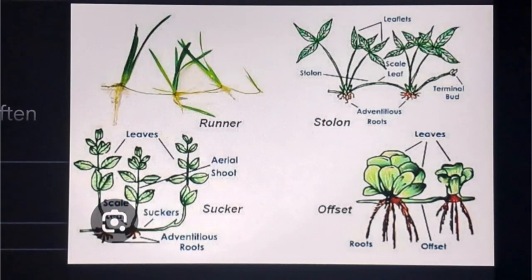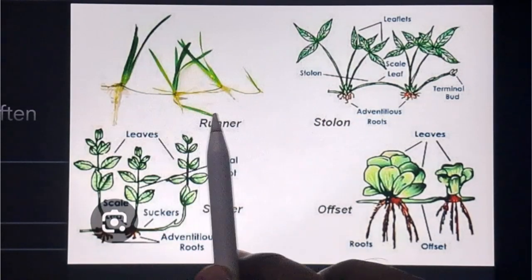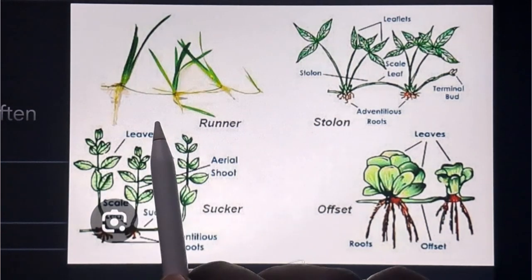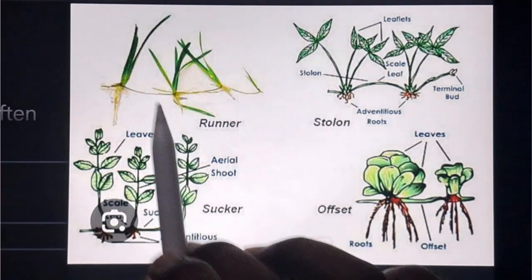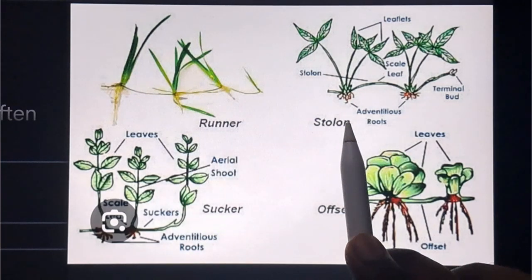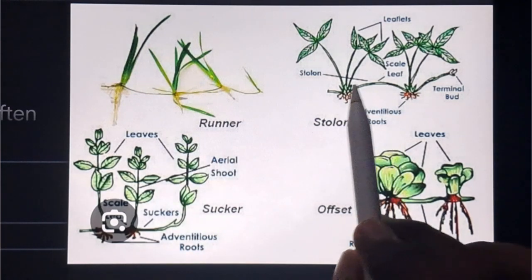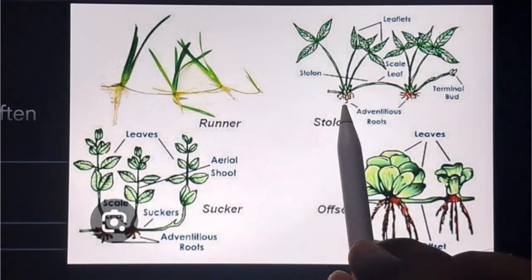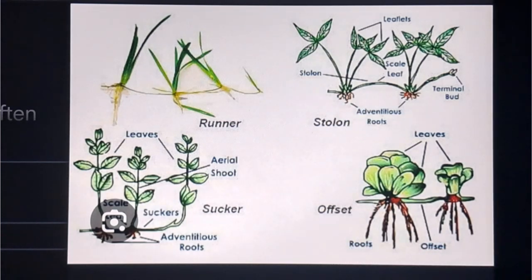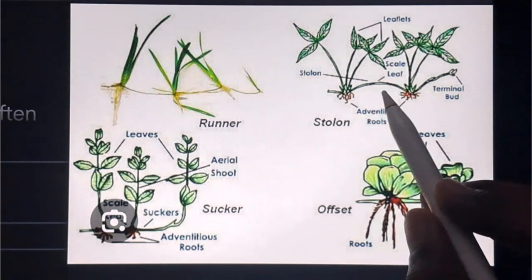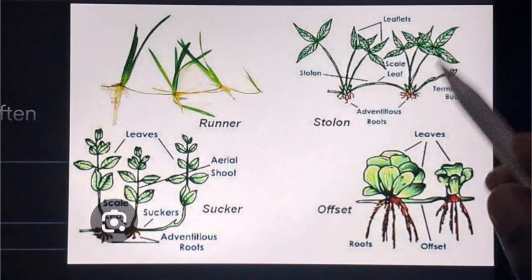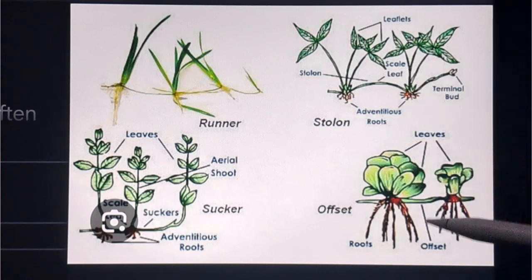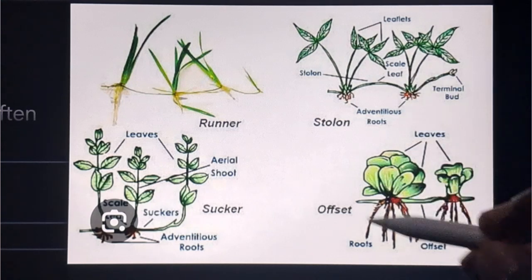Here is the example. This is runner. It spreads to new niches, and when the older part dies, the new plant is formed. This is stolon. A branch is formed from the basal part of the main branch, like a lateral branch that arises from the base of the main axis, grows aerially for some time, later touches down, and it also gets roots. Okay, this is stolon, and this is sucker. Sorry, this is offset.